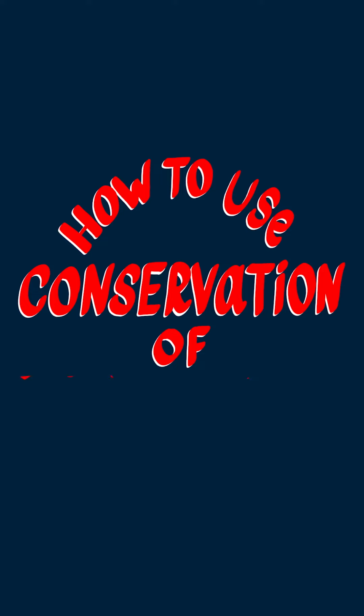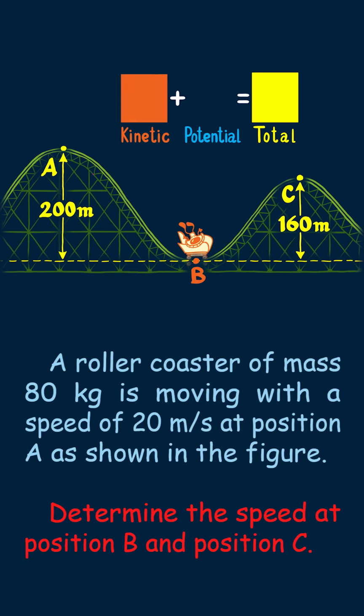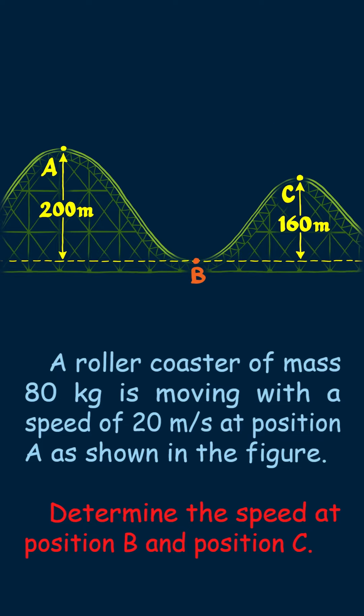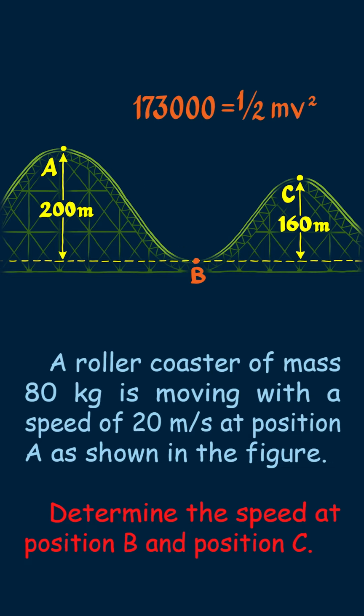Here's how to use conservation of energy in physics. This shows how all the potential energy has transferred into kinetic energy, and so the total energy at point B is just equal to 1/2 mv squared. Now by the conservation of energy, this total energy at point B must also equal the 173,000 joules of total energy at point A. So all that's left to do is to solve for v, which gives us a speed of 65.8 meters per second.